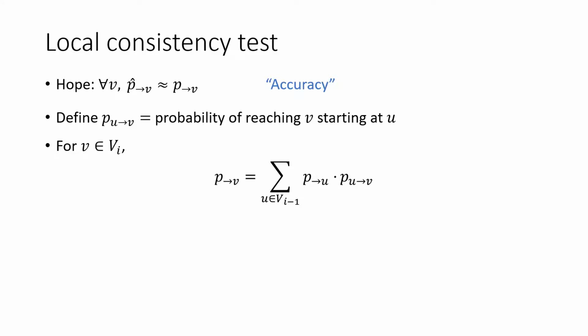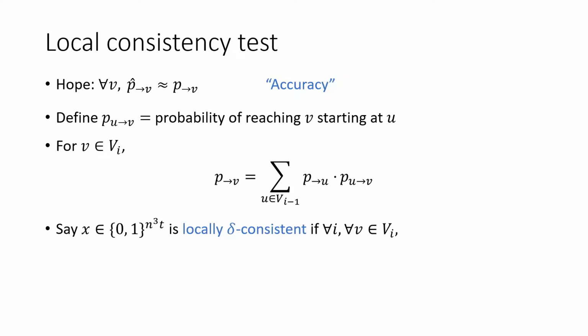Okay, so we say that a string x is locally consistent if for every vertex v, the estimated probability of visiting v is approximately the same as what you'd expect based on the estimated probabilities of visiting the vertices in the previous layer. Quantitatively, I'll say x is locally delta consistent if the consistency error is at most delta. Okay, and so just to emphasize, these transition probabilities that appear in the definition of local consistency are just between two adjacent layers. So each one is 0, 1/2, or 1, depending on how many edges there are going from u to v.